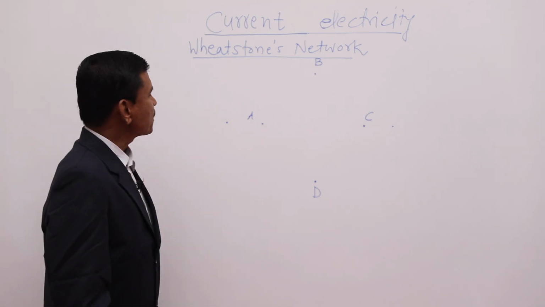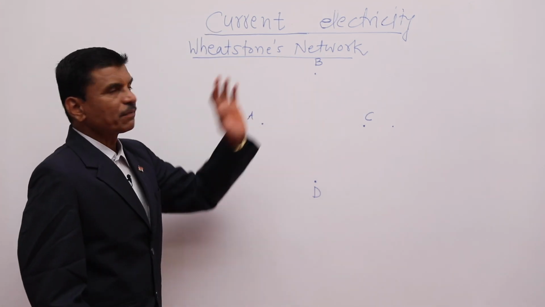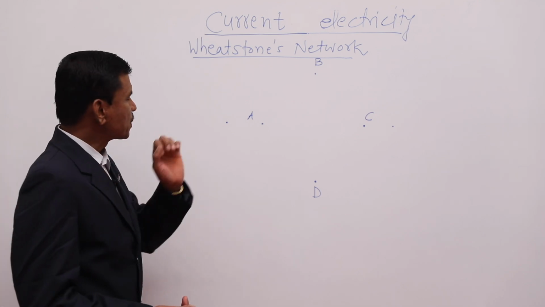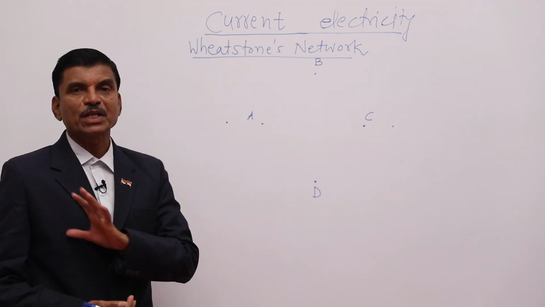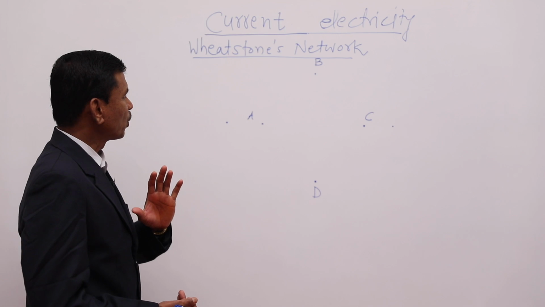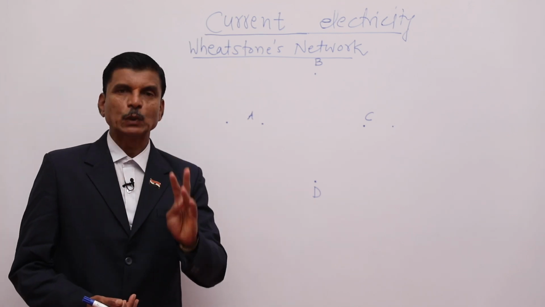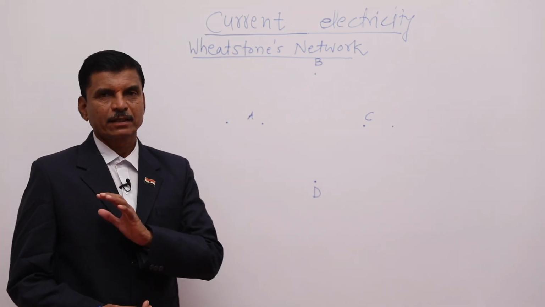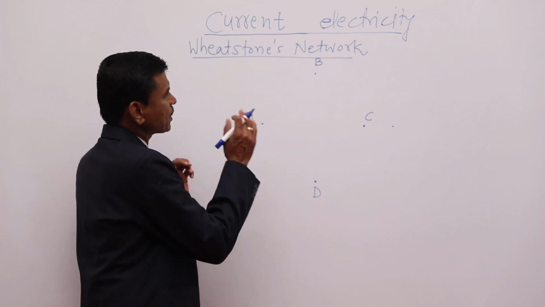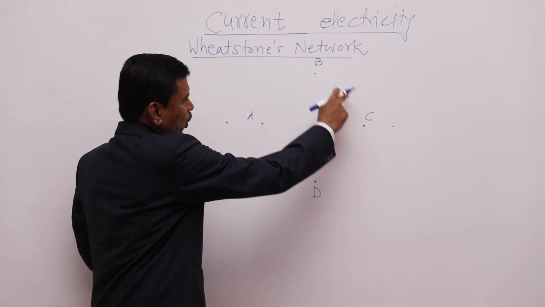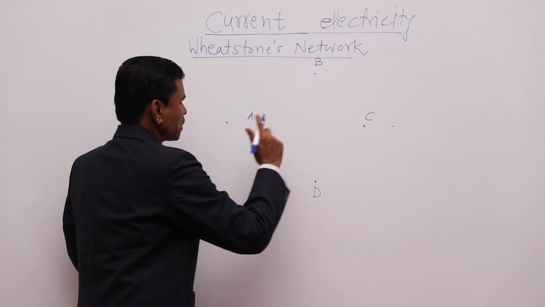Now we will discuss the Wheatstone network. The scientist Wheatstone took 4 resistances, P, Q, R, S, and connected these resistances between these 4 points A, B, C, D in this way.